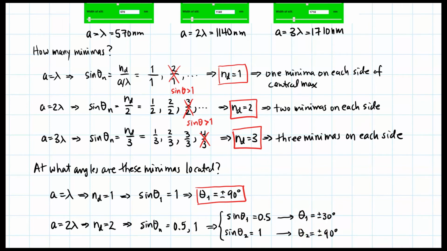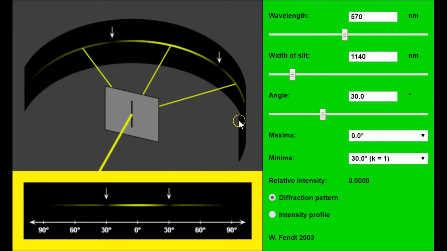Computing these two angles, then theta 1 should be plus or minus 30 degrees, and theta 2 should be plus or minus 90 degrees. If we go back to the Fendt applet, you could see that the two minimas, ND equal to 1 is at 30 and minus 30, and ND2 will be at 90 degrees and minus 90 degrees, which is exactly what we calculated.